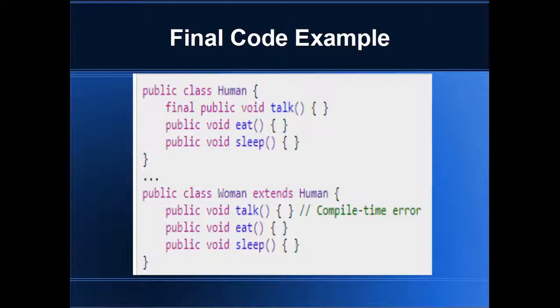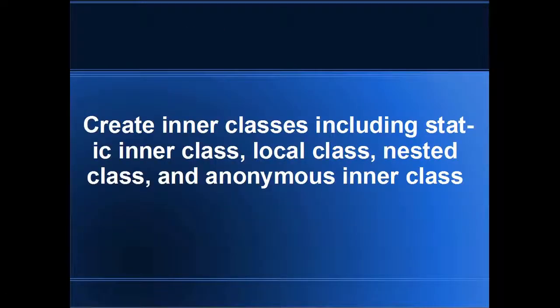Abstract and final keywords are not the most important things in the exam. Where the exam tries to trip you up is inner classes, static inner classes, local classes, nested classes, and anonymous inner classes. That's where all the tricky questions are.